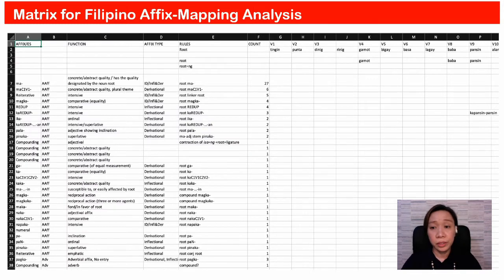With regard to the steps for affix mapping, first we created the matrix for encoding relevant morphological information that includes information on the affix, the meaning, the part of speech category, function, morphological and morphophonemic processes involved in the formation of these words. Then we summarized all the necessary information for affix mapping analysis and came up with the final matrix that you're seeing right now in this slide for analysis, which includes information on the affixes identified, the affix types, the function, rules, frequency count, and sample words derived from the affix, which we mapped based on the affix types.